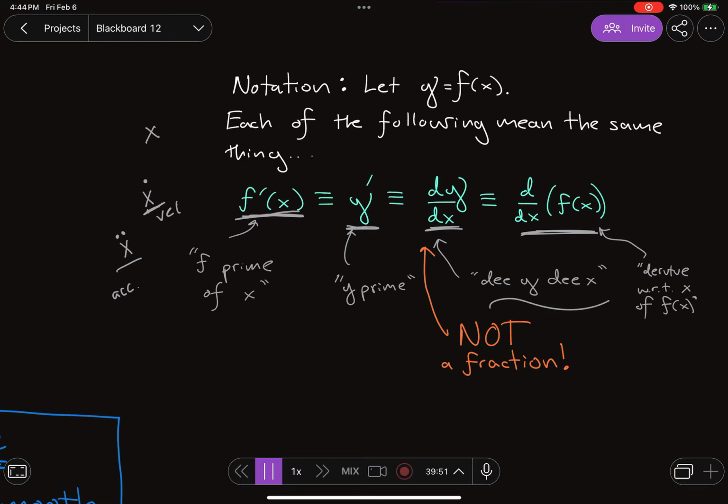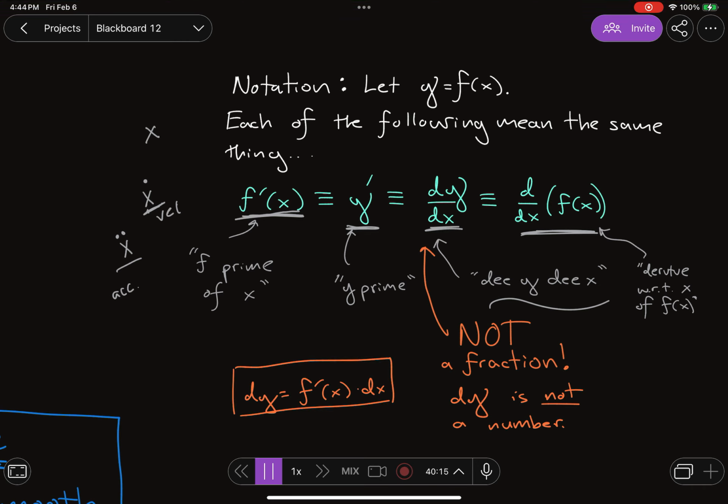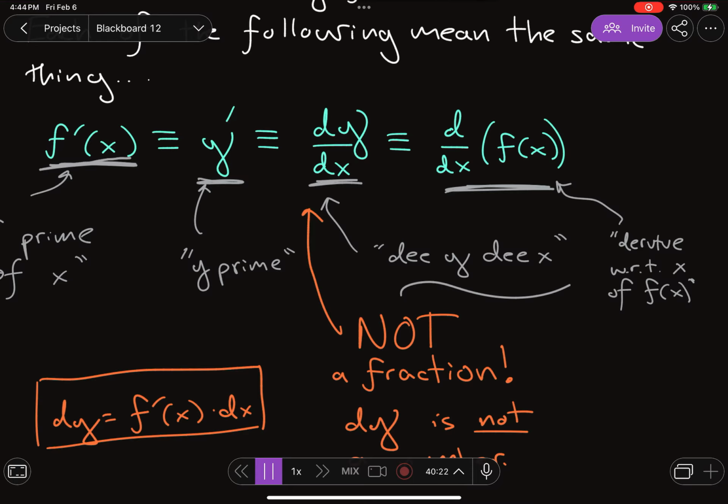Indeed, that is not a fraction. We can't treat dy like a number. It's more of an idea than anything. When we get a little further in this class, we will have an official definition. dy can be treated like a function. If you want to see the official definition, that's fine. This is what dy is. dy is literally a function. So anyways, not a fraction. We can't treat it like a fraction.